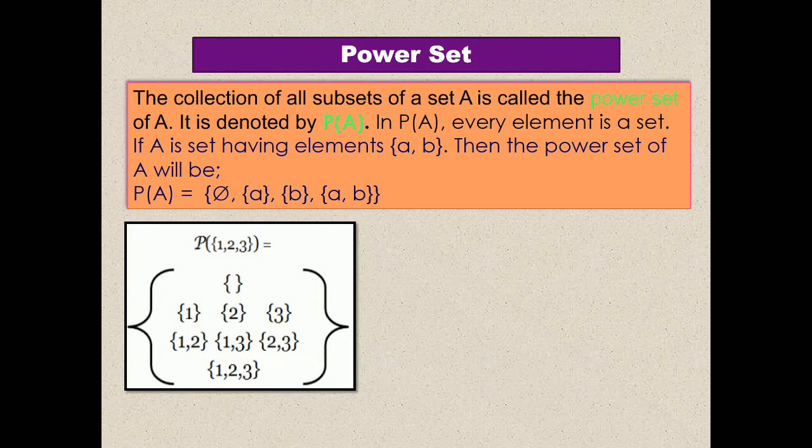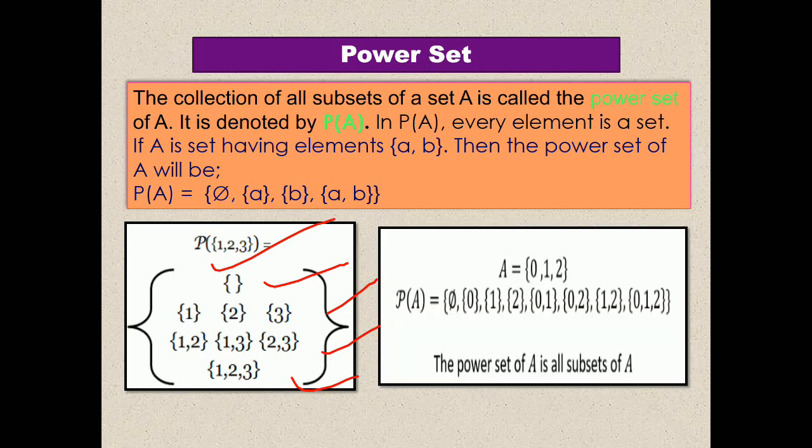In this picture, you can see the power set of a set which has the elements 1, 2 and 3. So, if we have a set which has the elements 1, 2 and 3, then the subsets of this set are like this. And when we collect all the subsets, then it is called power set.